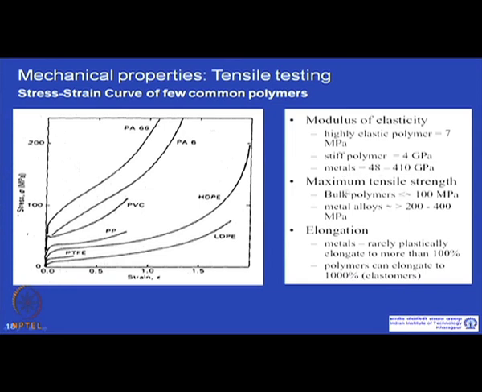Tensile strengths for bulk polymers are less than about 100 MPa, whereas for metals and alloys they are quite high. And elongation is where polymers win over metals. Typically, polymers elongate much more than metals.